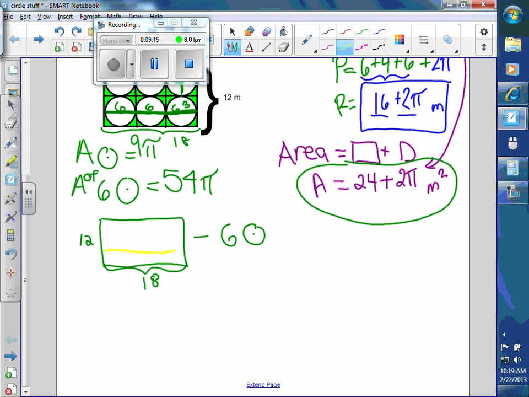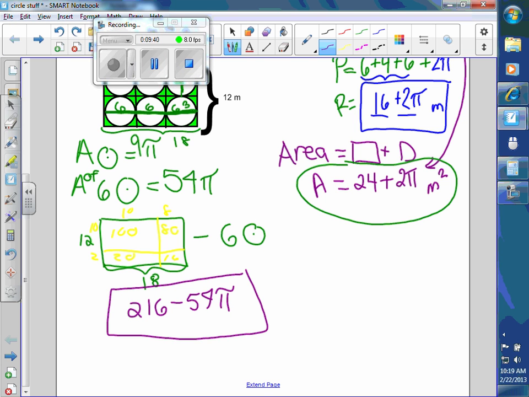So I'm going to do 10 and 2 and 10 and 8. So 100, 80, 20, and 16. So 216. Yeah. And then you're going to subtract 54 pi. Yeah. And that's it. So your units are square meters. That's how you leave your answer.